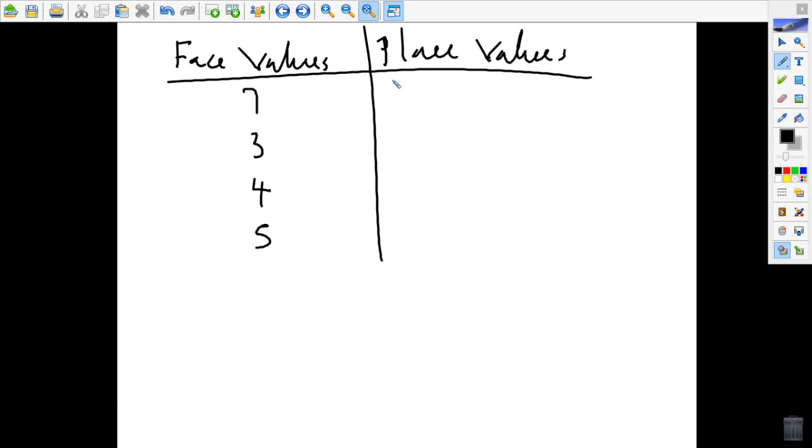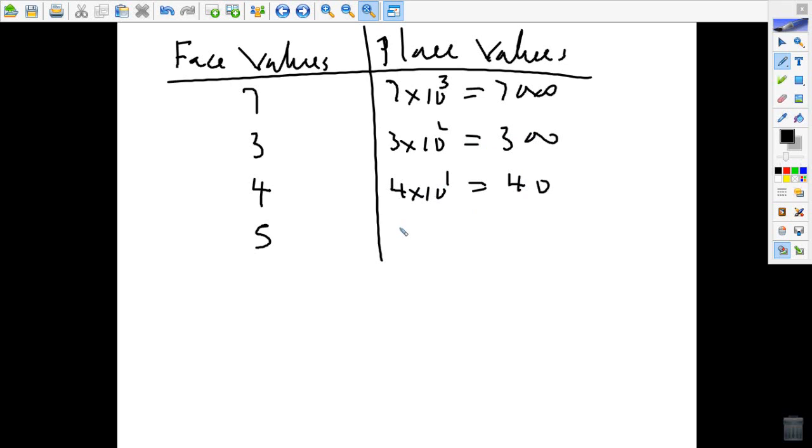Now the place value: 7 times 10 raised to the power 3 gives you 7,000, and 3 times 10 raised to the power of 2 gives me 300. 4 times 10 raised to the power of 1 gives me 40. And then 5 times 10 raised to the power of 0 gives me 5. So that is the place value and face value of the A.